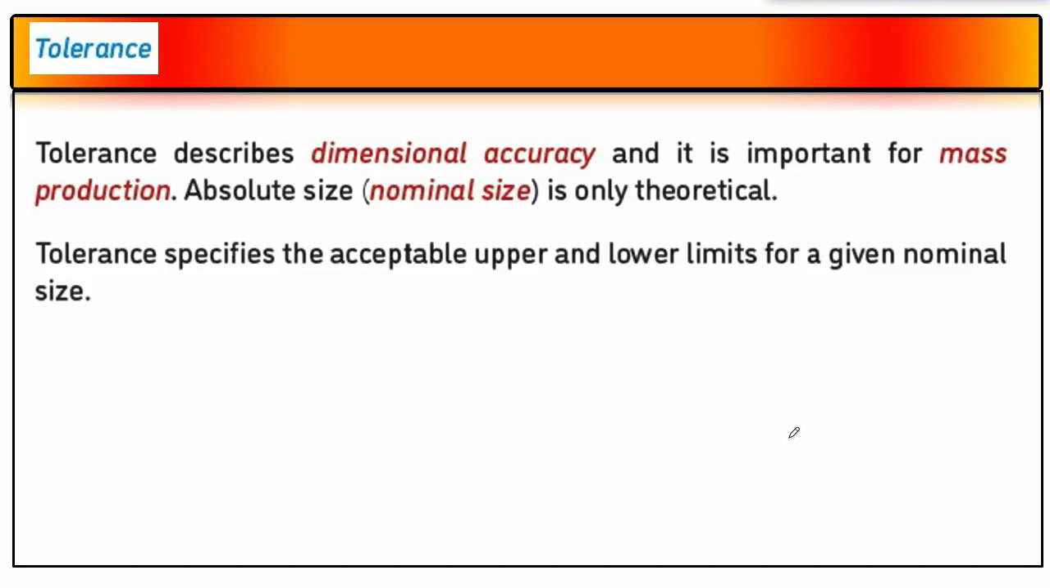Moving on to the last part of the technical drawings, we have something called tolerance. Now, tolerance describes dimensional accuracy, and it's important for mass production, for the amount of production that you make. Mass production just means loads of productions that will be taking place when it's due for production. Absolute size is also known as nominal size and is only theoretical. So again, absolute size is the same as nominal size. Tolerance specifies the acceptable upper and lower limits for a given nominal size.